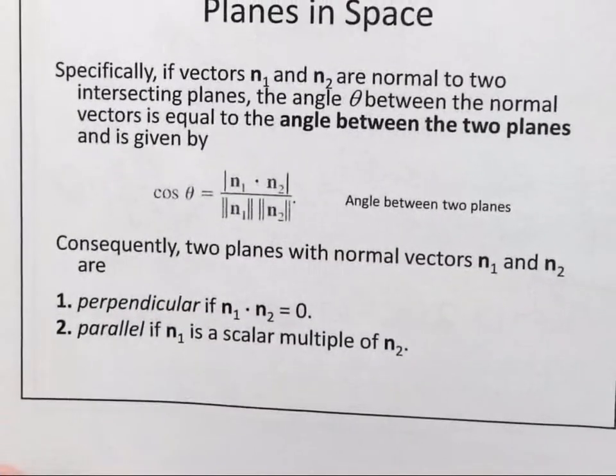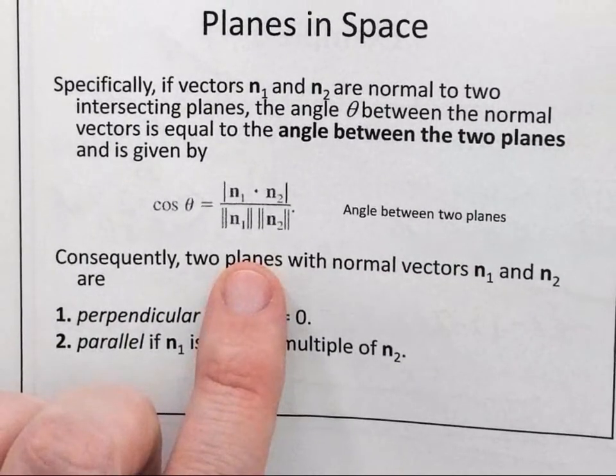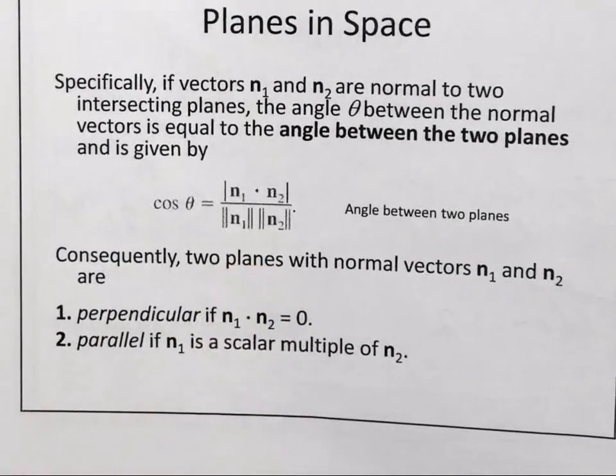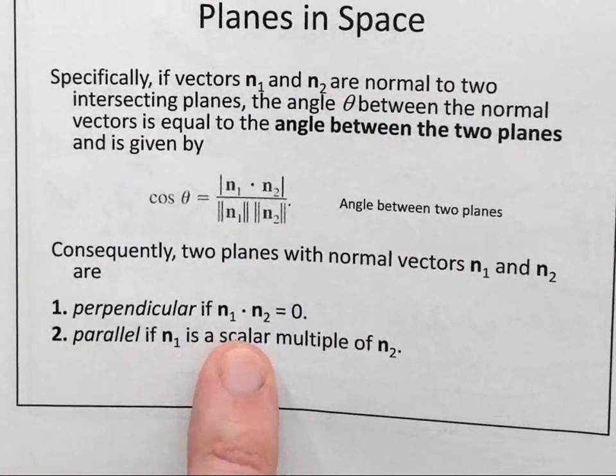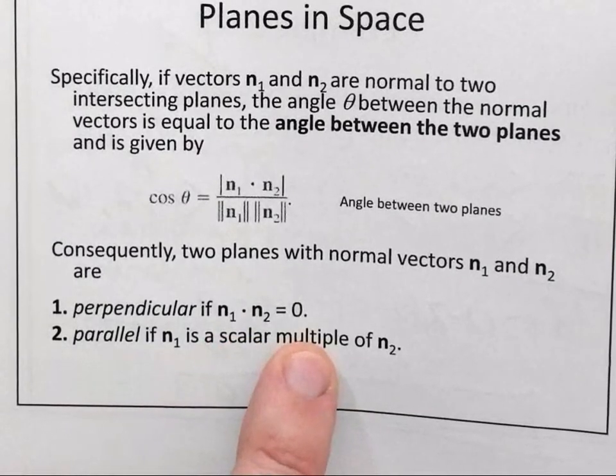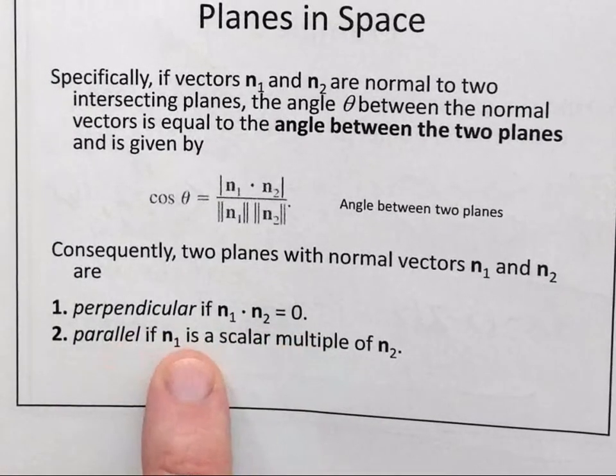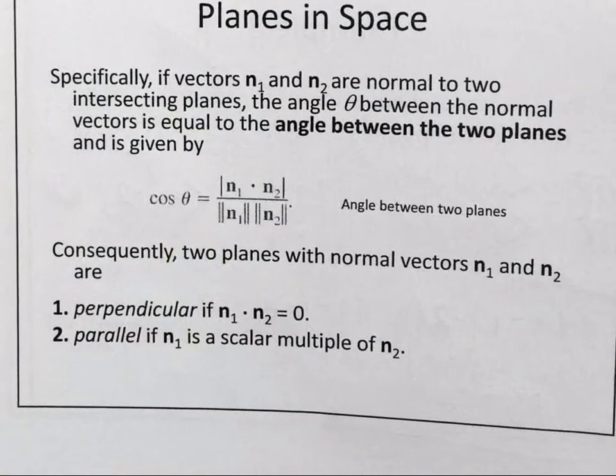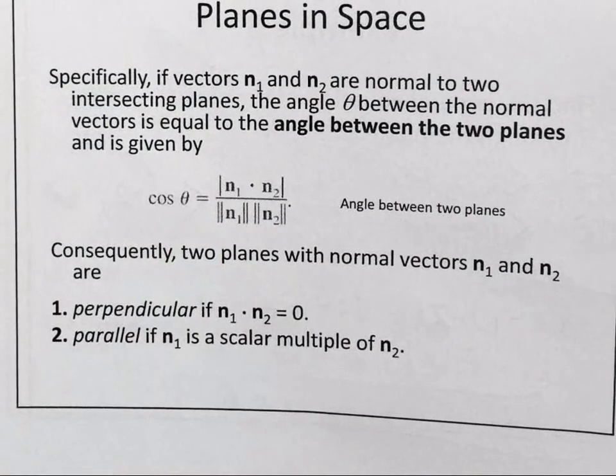Then, once I have those normal vectors, I can find the angle between two vectors, right? Just use this formula. Or, if they're perpendicular to each other, the dot product will just be 0. If they're parallel, one's just going to be a multiple of the other. So it's not the same formula we've done before, just applied to normal vectors to these planes rather than just vectors in general.